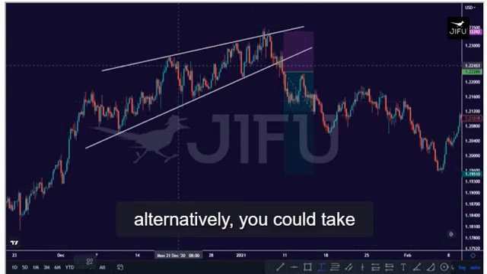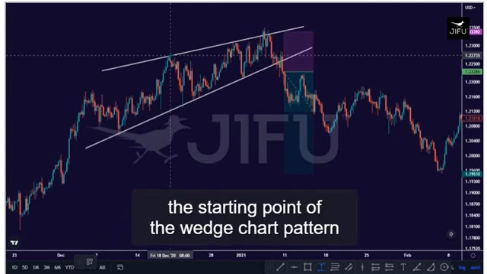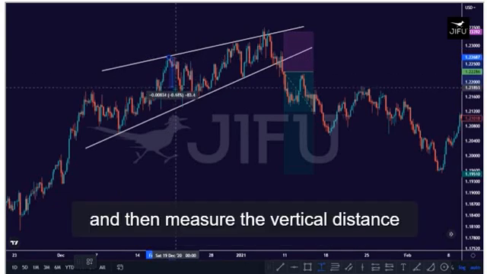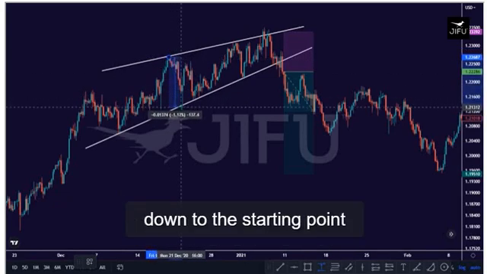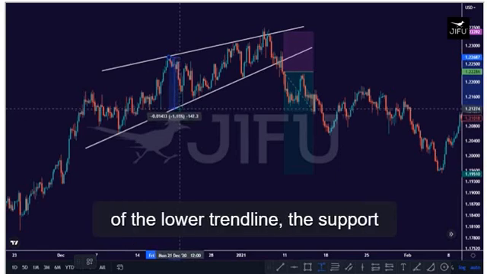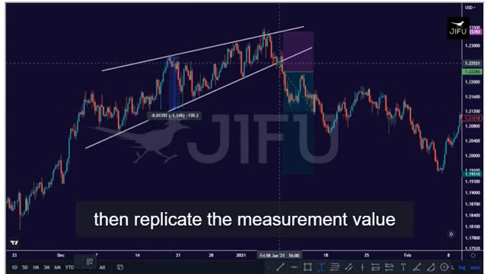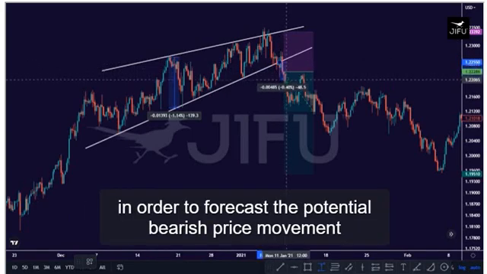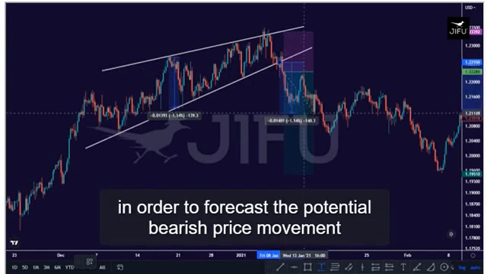Alternatively, you could take the measurement objective from the starting point of the wedge chart pattern, that's the resistance of the ascending wedge pattern, and then measure the vertical distance down to the starting point of the lower trend line, the support. Then replicate the measurement value down from the breakout zone here in order to forecast the potential bearish price movement.